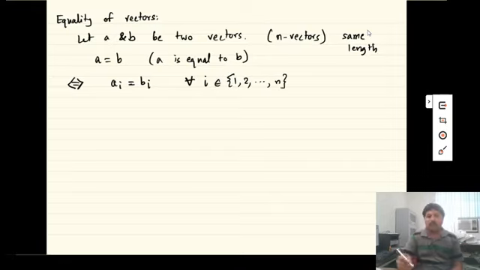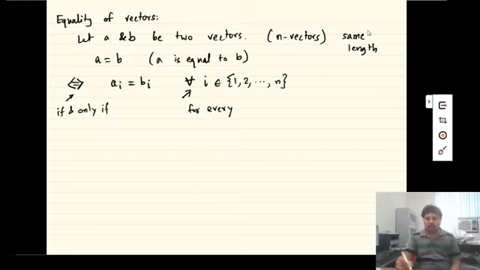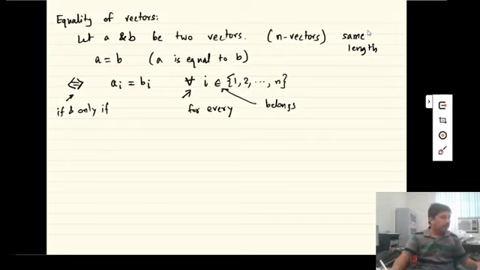So these are all notations that you have to remember. This notation is if and only if. So this is same as defining. This is for every. This is for every. Okay, so for every i. And this small epsilon that I have written, that really means it belongs to this particular set. So that's the notation that we are saying, and we say that the vectors are equal if ai is equal to bi for every i.